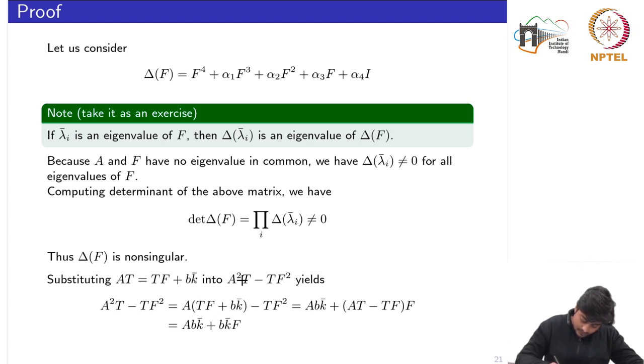so here we would have, I can take A matrix common, so the rest matrix would be AT, and replace TF plus BK bar minus TF square, and then clubbing this A TF matrix with this matrix and taking F matrix common, I would have AT minus TF and AB K bar, the rest of the part, and this AT minus TF is nothing but BK bar. So I can write A square T minus TF square as equal to AB K bar plus BK bar F. Okay, the relevance of doing this procedure would be clear in the next slide.